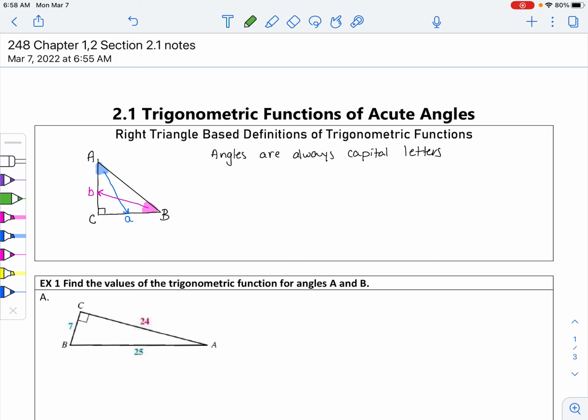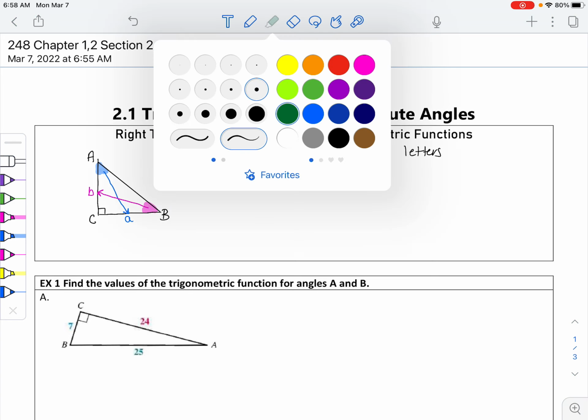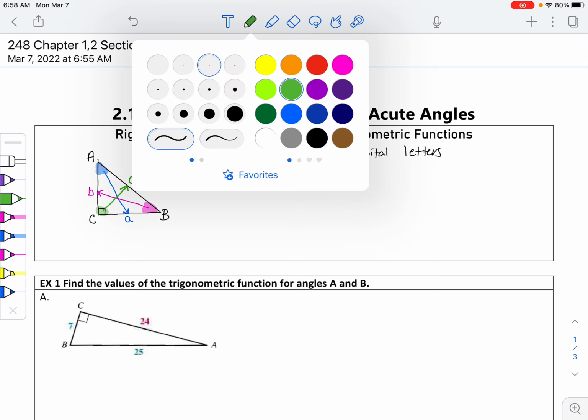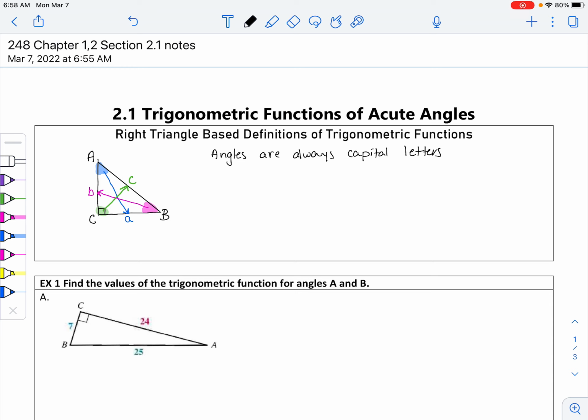And if we are looking at angle C, which is our 90-degree angle, and we go across from angle C, we're going to label that as our side C. The next thing I want you to understand or look at how I wrote that out is that sides are always lowercase letters.